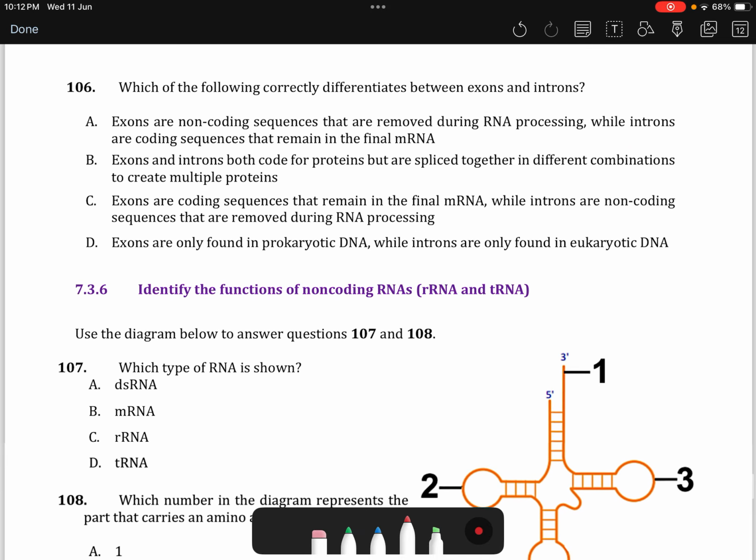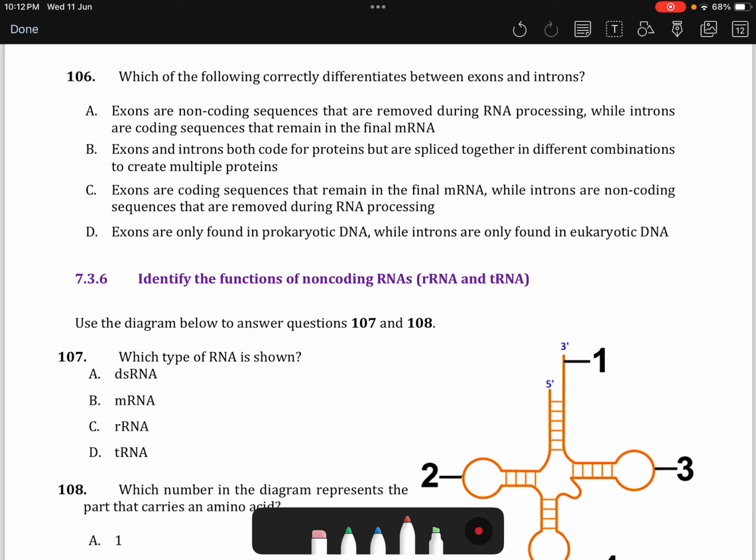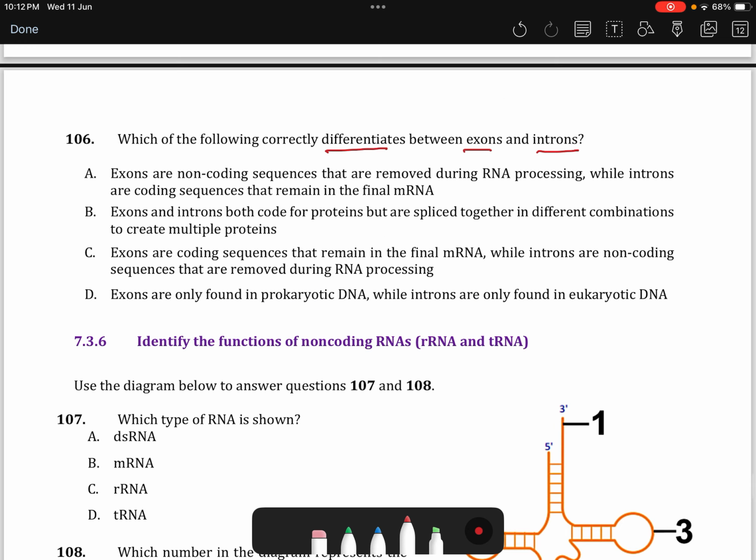Which of the following correctly differentiates between exons and introns? We already said exons are the coding, non-coding, wrong. Exons and introns both code, wrong. Exons are the coding sequences in the final mRNA, while introns are the non-coding sequences that are removed during RNA processing. Yes. Exons are only found in the prokaryotic? No, so C is correct.